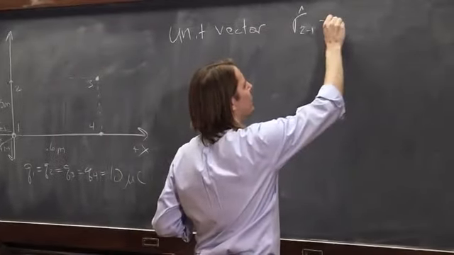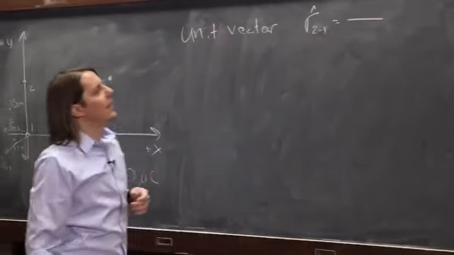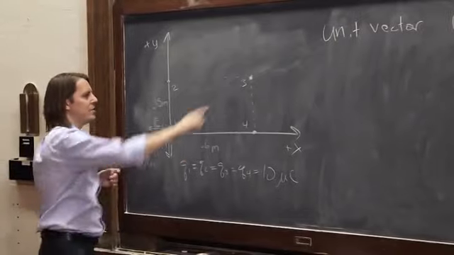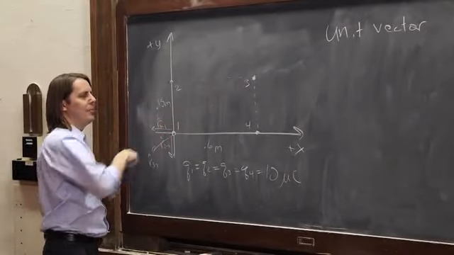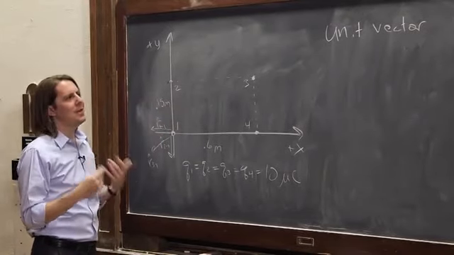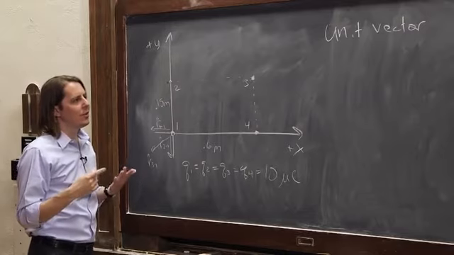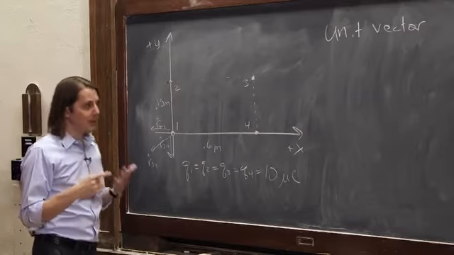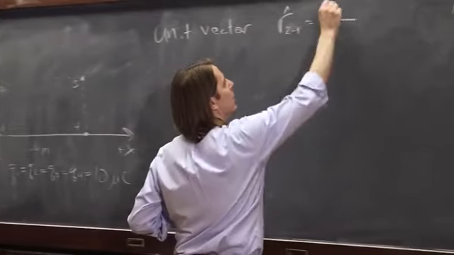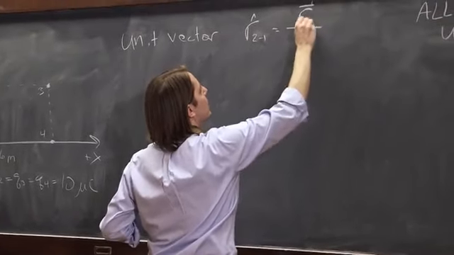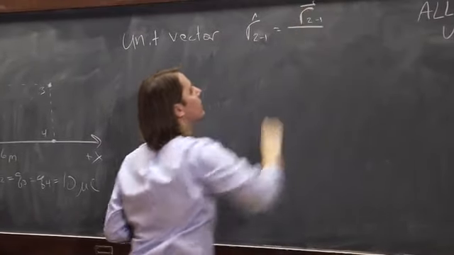Because what was r hat 2, 1? It's a vector in the direction along this axis. It has a magnitude of 1. So let's think, how would we make that? Well, we need yet another vector. We need the vector r 2, 1.